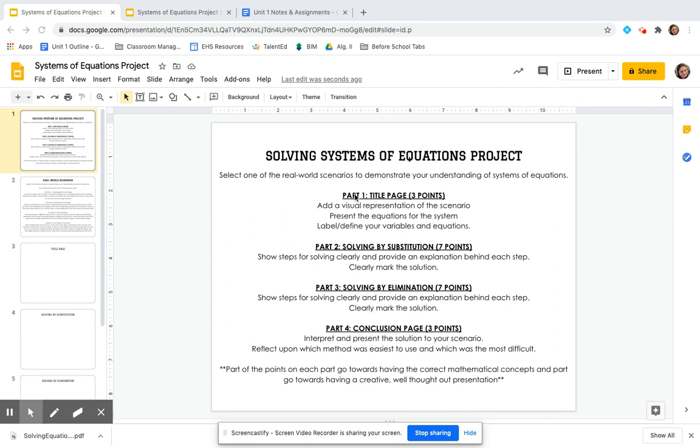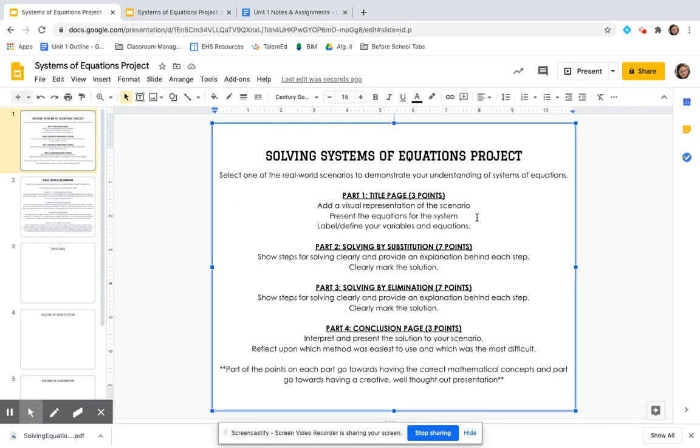So first things first, I'm going to want you to add a visual of the scenario since it's a real world problem. Just give me something that represents that problem. Okay, and I'll show you my example in just a second. Then you're going to present the equations for the system on this page. So it's going to come from a word problem, and you're going to have to write the equations for it. So on the title page, you need to tell me which 2 equations you're solving. Then label and define your variables. So you have to tell me what x and y are, or what a and b are, whatever variables you pick.